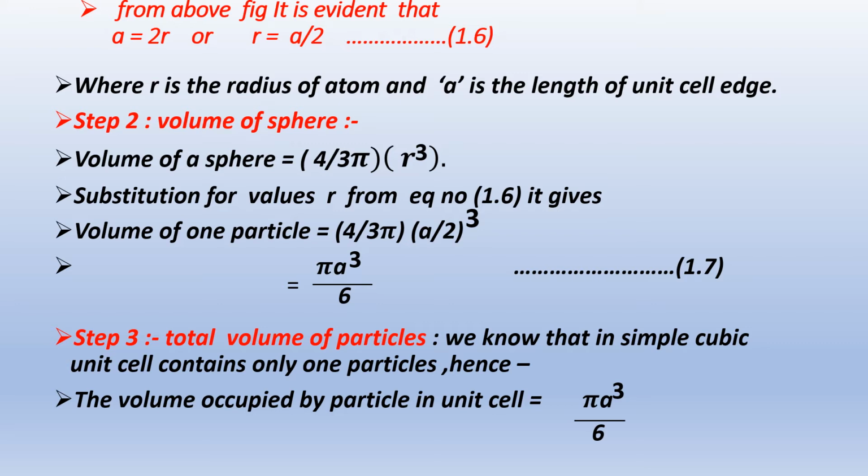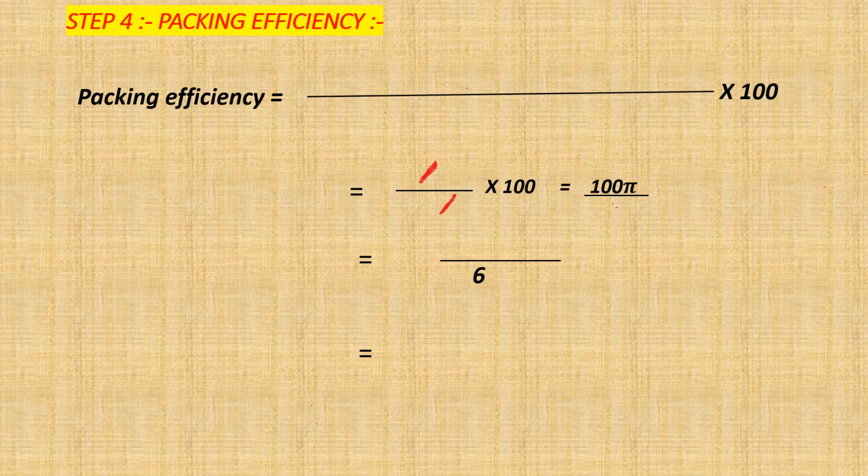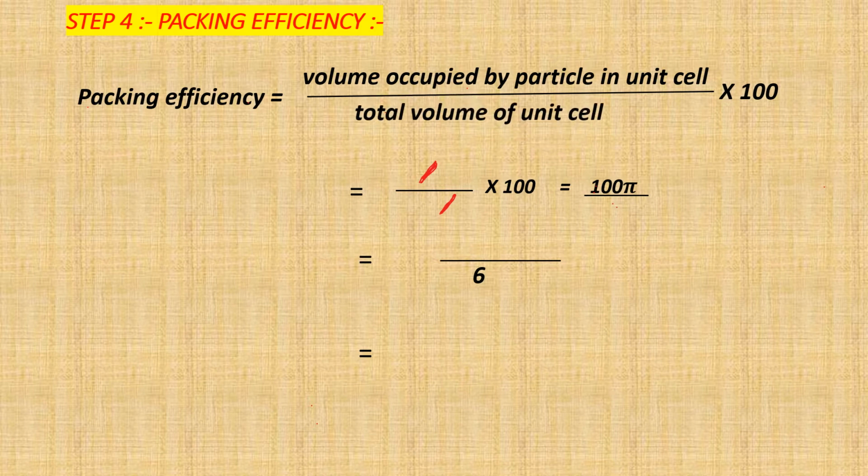Okay, next, step 4, packing efficiency. We know the simple formula: packing efficiency is equal to volume occupied by particles in unit cell upon total volume of unit cell multiplied by 100. Okay, then the equation is pi A cube upon 6 upon A cube into 100. You simply cancel A cube, then the remaining part is 100 into pi upon 6.